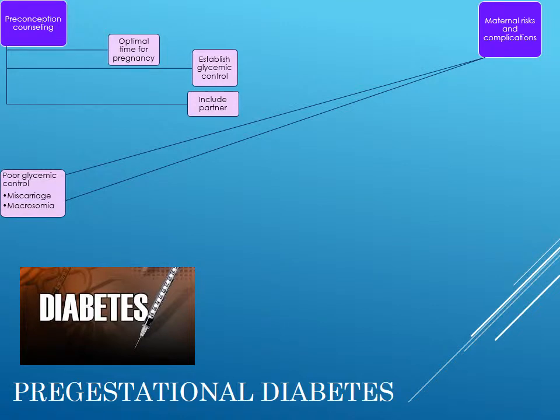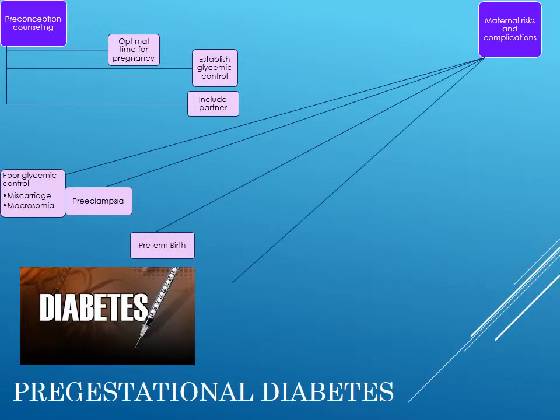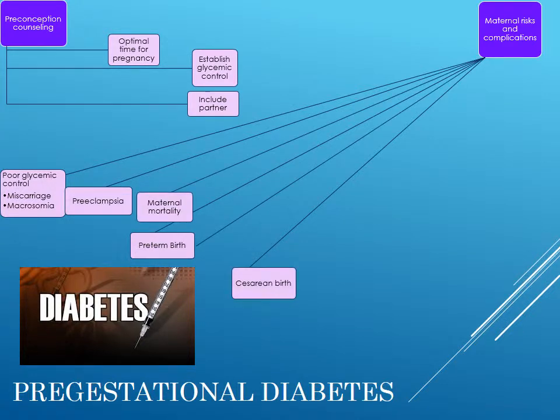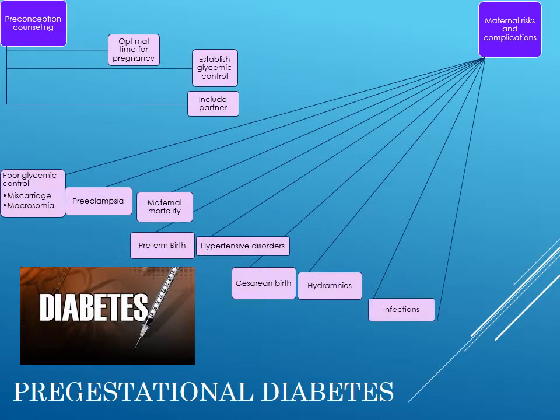Maternal risks include poor glycemic control, which can lead to miscarriage and macrosomia, preeclampsia, preterm birth, cesarean birth, increased maternal mortality, hypertensive disorders, hydramnios, infections, ketoacidosis, hypoglycemia.